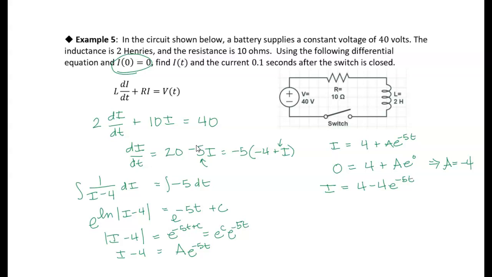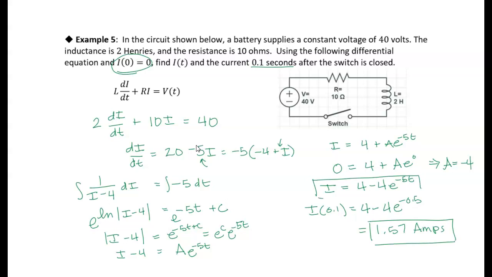Okay. Now I'm asked to find the current at 0.1 seconds as well. So now that I have a function for the current in terms of time, I can just substitute 0.1 for t, and that'll give me 4 minus 4e to the minus 0.5. I'll put that in my calculator, and what I end up getting is 1.57 amps. Okay, amperes. All right, so that's my solution, and here's my particular solution for this problem as well.